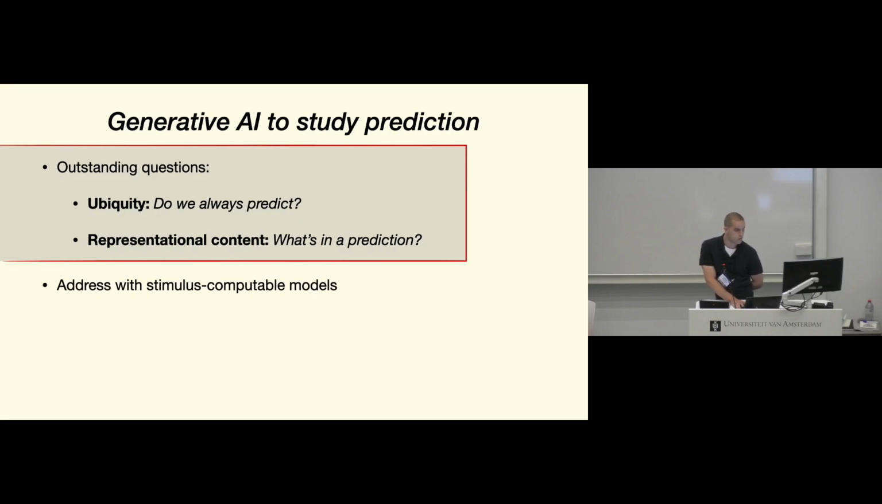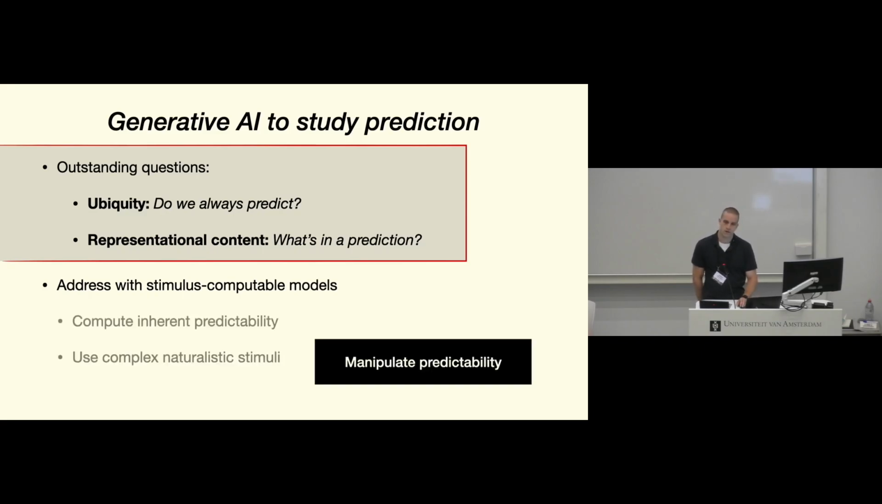Fortunately, both can be addressed with generative models, because they allow us to compute the inherent predictability of inputs, such as the next word in a sentence, the next sound in a symphony, or the next angle view of a 3D object. And this can be done for complex naturalistic stimuli. So now, instead of having to manipulate predictability, we can actually quantify predictability.